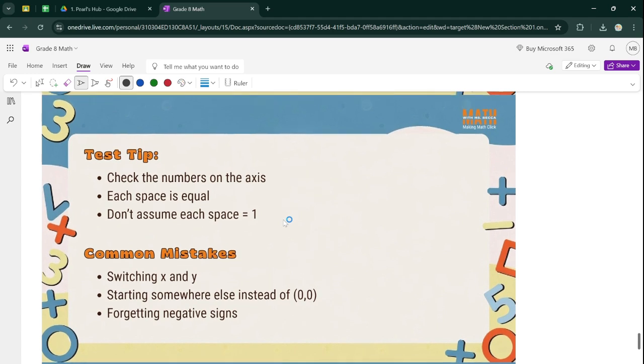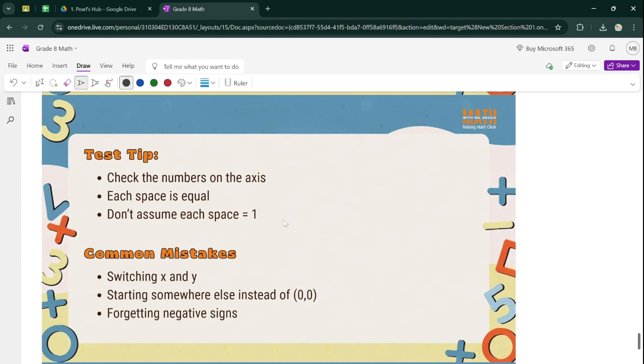Now, let's take a look at some tips for when you're writing your test. The first tip is that you must check the numbers on the axis. Then make sure each space is equal. And also, if you are to read a point from a graph, don't assume that each space is 1. Instead, make sure you check the numbers on the graph so that you can know the scale that was used.